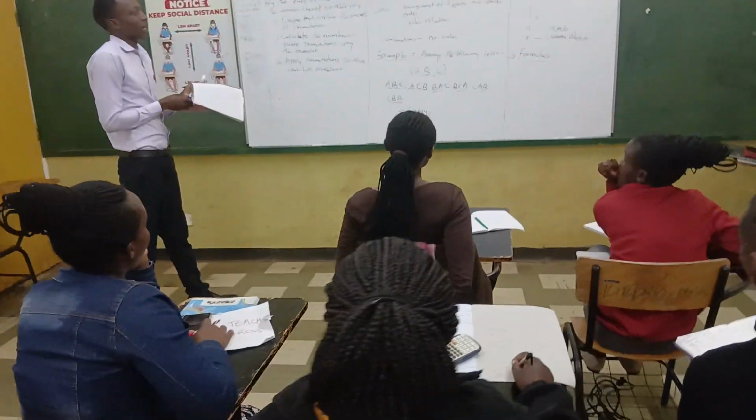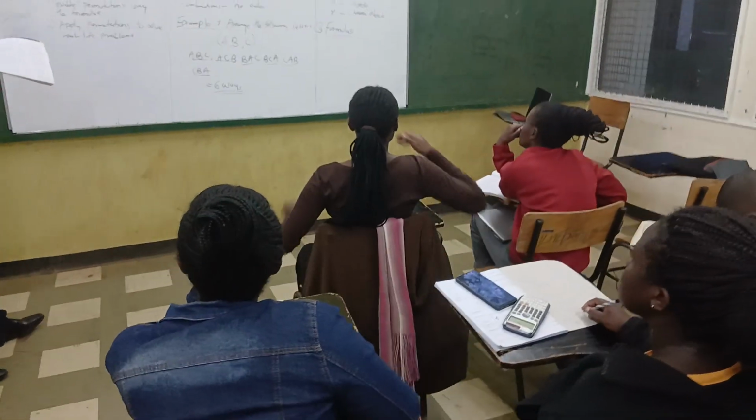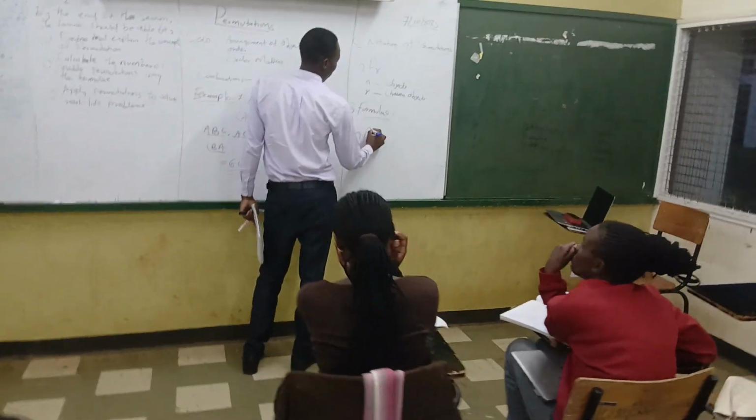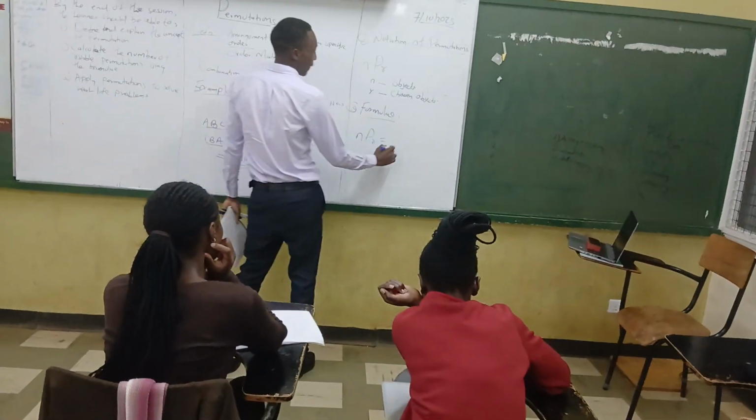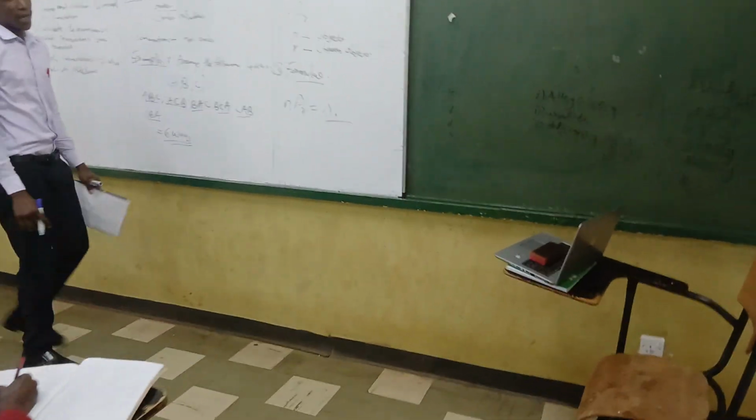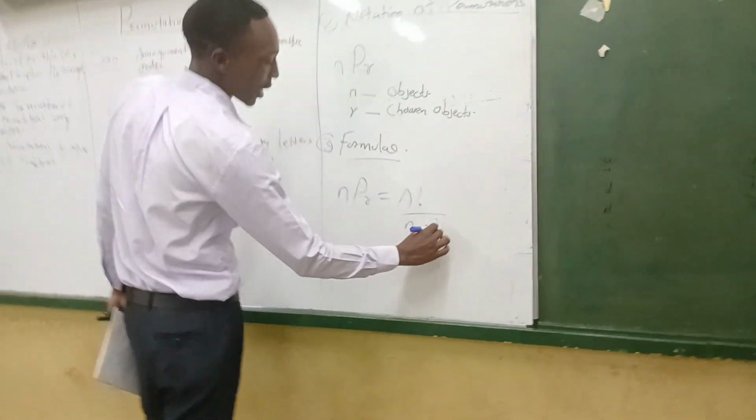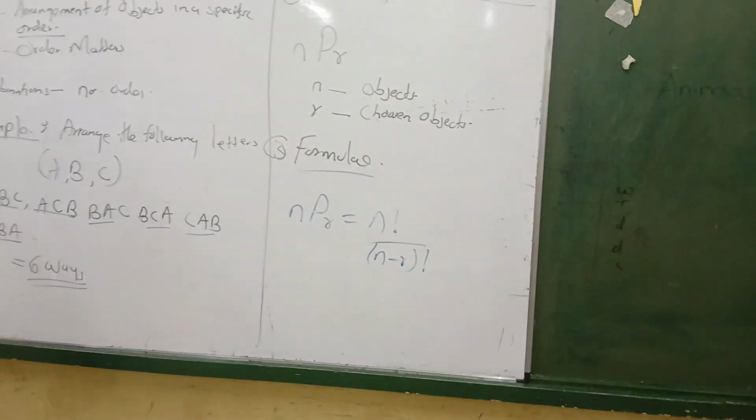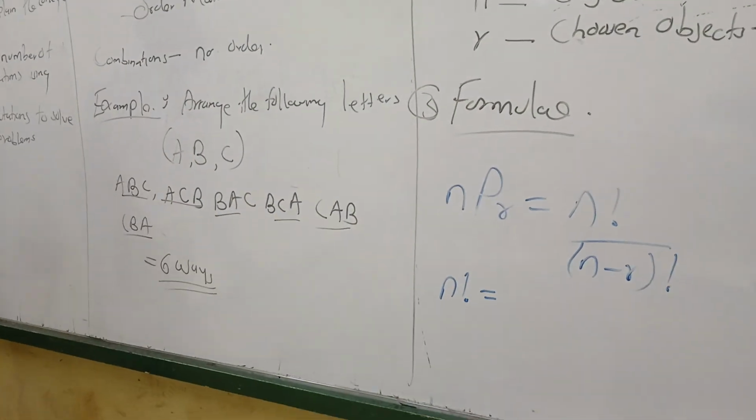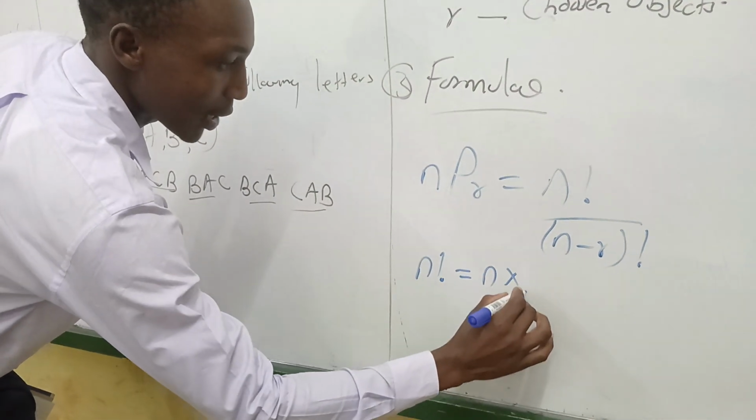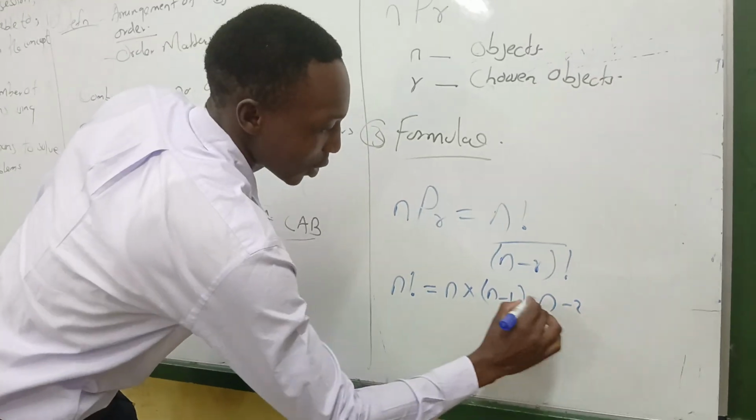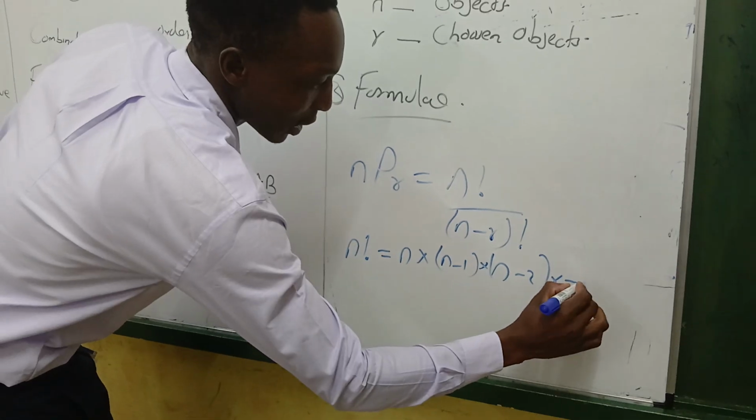So the formula of n permutation r is written as n permutation r is given by n factorial divided by (n minus r) factorial, whereby n factorial is given by n multiplied by n minus 1, then n minus 2, up to 1, multiplied all the way to 1.